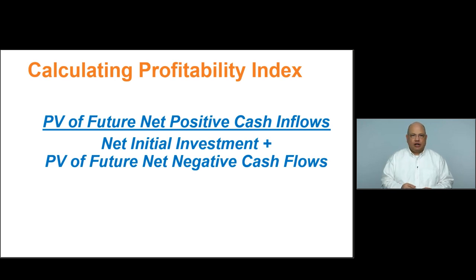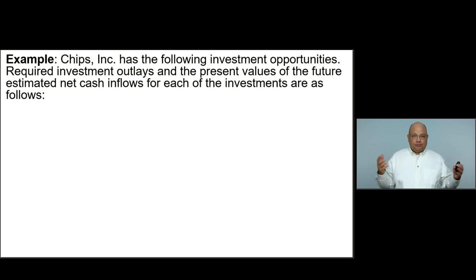And we'll go ahead and look at this with an example. So, CHIPS Inc. has the following investment opportunities. We have required investment outlays and the present value of the future estimated net cash inflows for each of the investments as follows. So we have 4 projects.